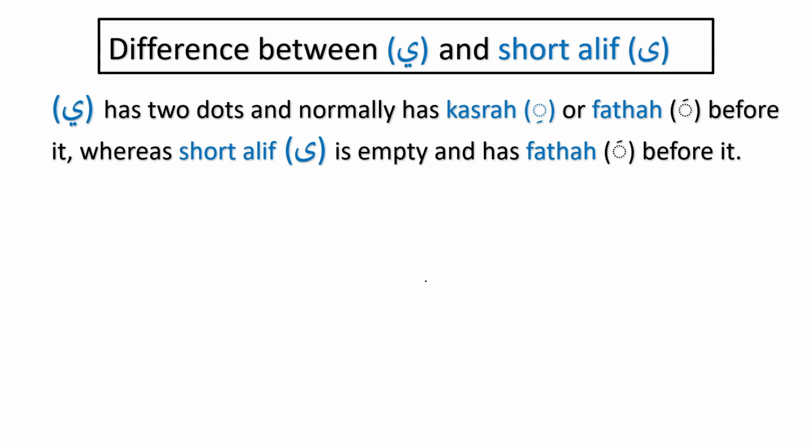Okay, first we saw the difference between Alif and Hamza. Now let's see the difference between Ya and short Alif. Short Alif, as we can see over here. So Ya has 2 dots, as we can see over here. It has 2 dots and normally has Kasra before it, as we saw the signs Kasra or Fatha before it. Most of the times it has Kasra before it, but there is a possibility that it can have Fatha before it as well. Whereas short Alif, as we can see over here, is empty and has Fatha before it. So like Alif, short Alif always has Fatha before it. So these are the two things that are common between Alif and short Alif.